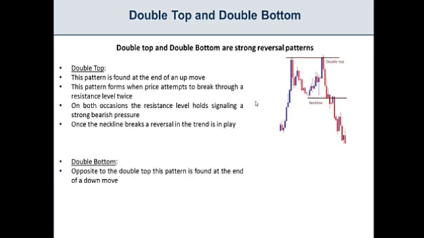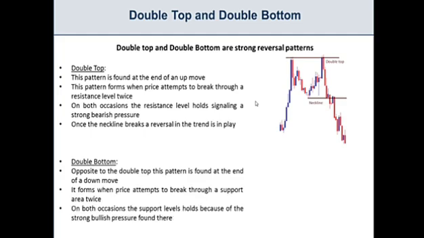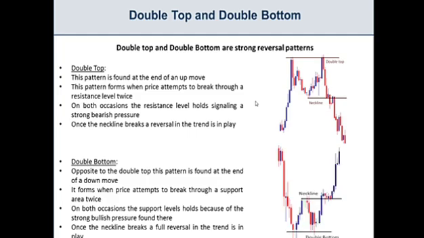The double bottom is the opposite of a double top and is found at the end of a down move. It forms when price attempts to break through a support area twice, and on both occasions the support level holds because of the strong bullish pressure found there. Once the neckline breaks, a full reversal in the trend is in play. Now here's an example of a double bottom.